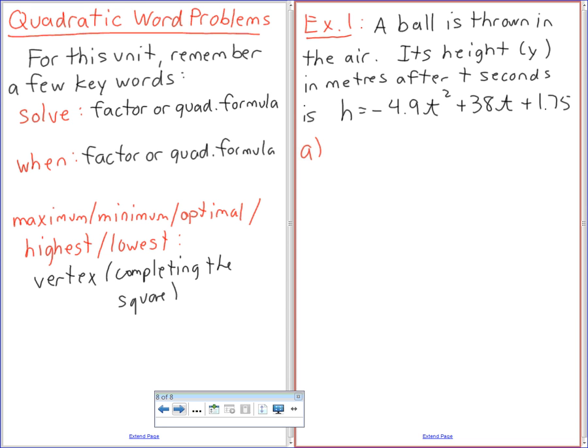I'll read through that again if you're struggling to see my printing. It says, a ball is thrown in the air. Its height, it says y. Should be h. I'll put a y here then. After t seconds is y equals negative 4.9 t squared plus 38t plus 1.75. Part A is going to say, what is the height of the ball after 3 seconds?